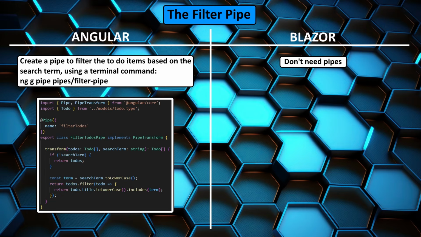In Angular, we have to create the pipe to filter the items. We use a terminal command again to create a pipe. In the transform function, we take the to-do list of items and the search term. Then both titles are set to lowercase for comparison, and only the items that include the search term are returned.